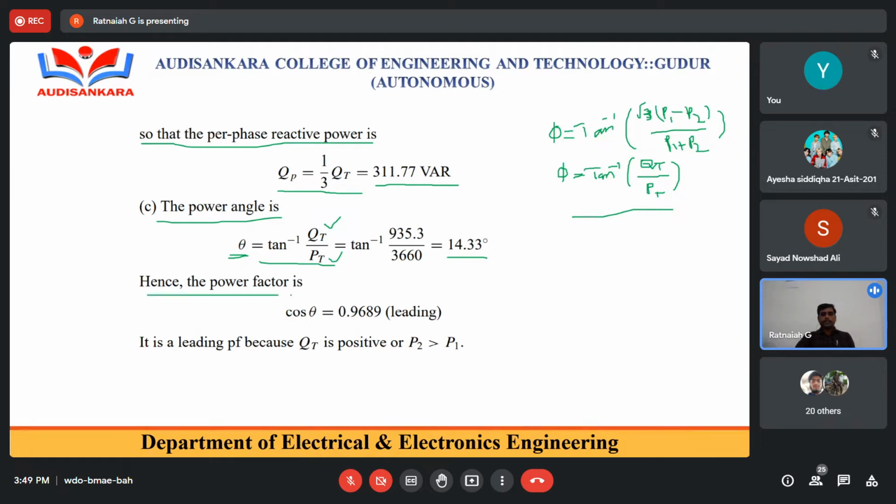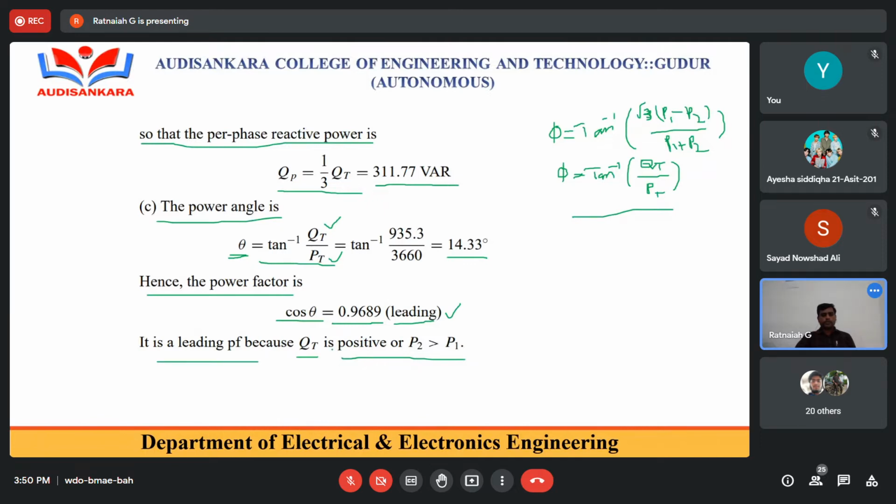Then what is the power factor? If you know the angle, the power factor is always equal to cos phi or cos theta. Therefore, cos of 14.33 is nothing but 0.9689. It should be leading. It is leading in the sense that Qt is positive and P2 is greater than P1. How to identify whether it is lagging or leading, I can explain in the next class. But you have to remember that the power factor is always either lagging or leading.